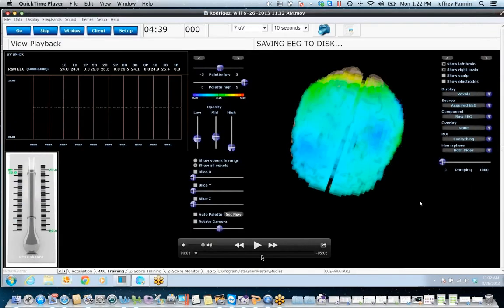Okay, this is all of those frequencies and things happening. So this is your brain.